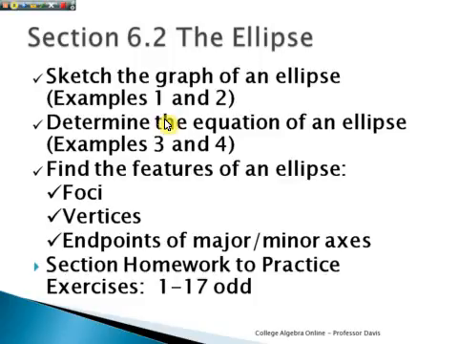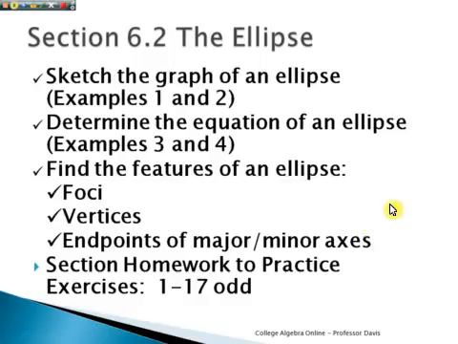And then part of that is to find the features of an ellipse, those being the foci, the vertices, and then the endpoints of the major and minor axes. There'll be a major and minor axes because these are, like I said, football shaped. One axis will be longer than another. Exercises 1 through 17 in section 6.2 get us going on that.